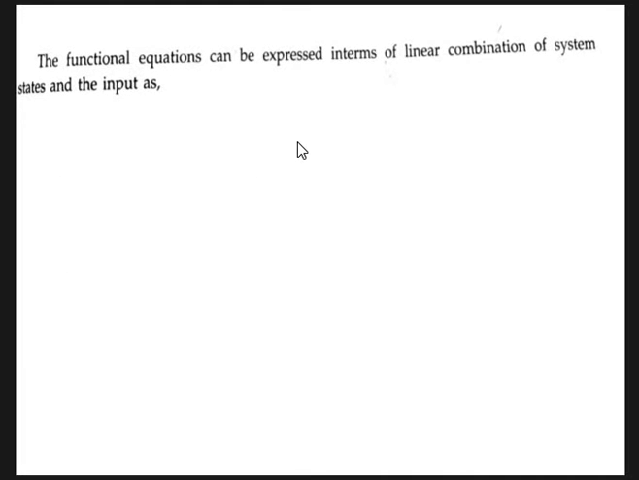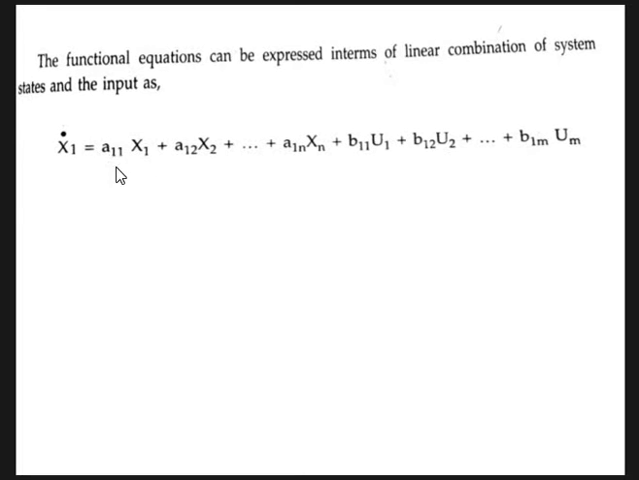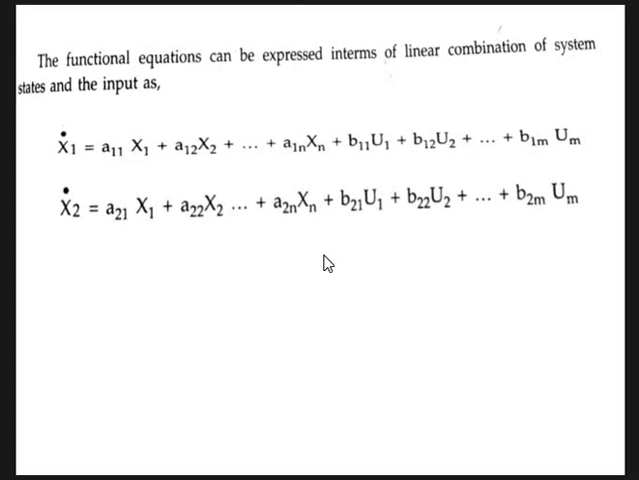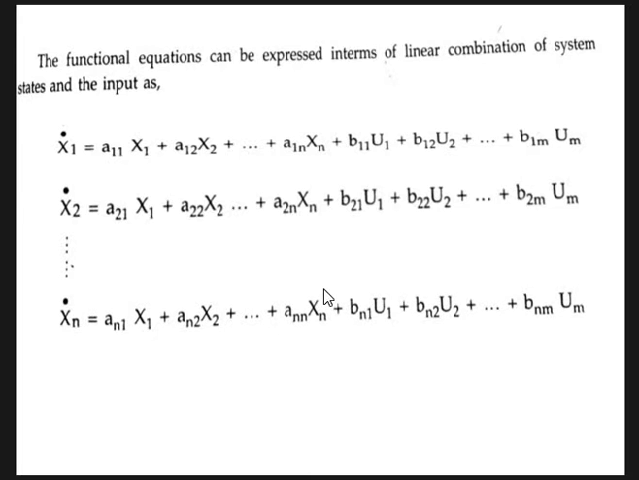These functions can be represented in terms of the state variables, like x1 dot of t is equal to a11 into x1 plus a12 into x2 and so on, where a11 is a constant and x1 is a variable. This is the combination of the inputs u1, u2 and so on up to um and the state variables x1, x2 and so on up to xn. Similarly, x2 dot of t and so on up to xn dot of t.